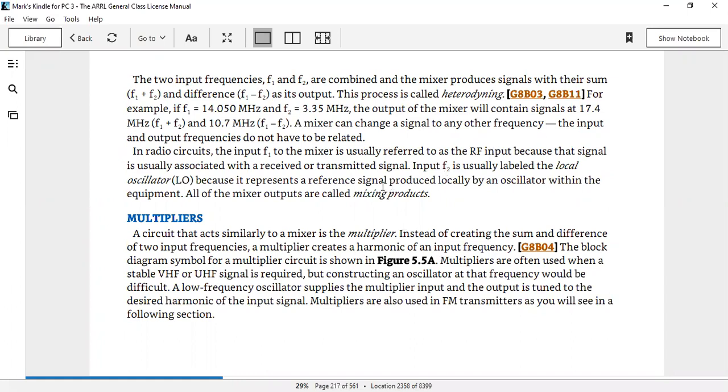F2 is the local oscillator, and the mixer outputs are mixing products. So the next building block of radio is called multipliers. Oh, and the big thing you have to learn is that what a modern mixer does is called heterodyning. That's how they produce the different signals. This goes back to the 1920s, I believe.